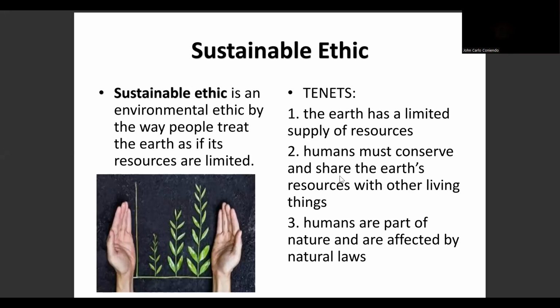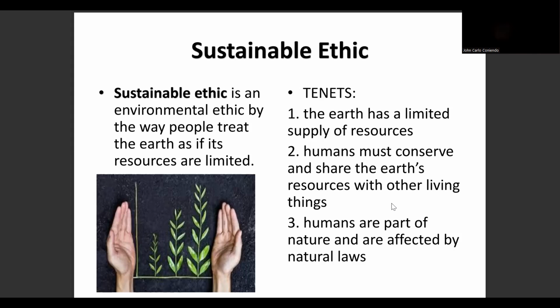So the tenets of the sustainable ethic would be the following. We have three. Number one, the earth has a limited supply of resources, so we need to conserve it. Number two, humans must conserve and share the earth's resources with other living things. We're not the only campers on this earth. We also have different animals and plants. We don't want to abuse our rights as humans and invade the territories of our plants and animals in the forest or under the oceans. So we need to think of tenet number two.